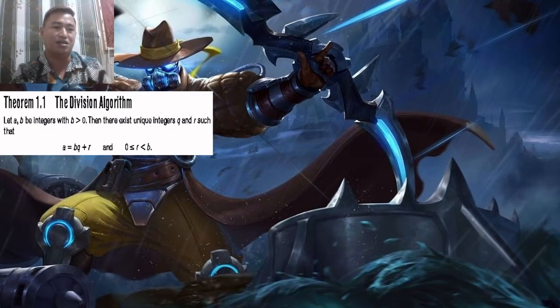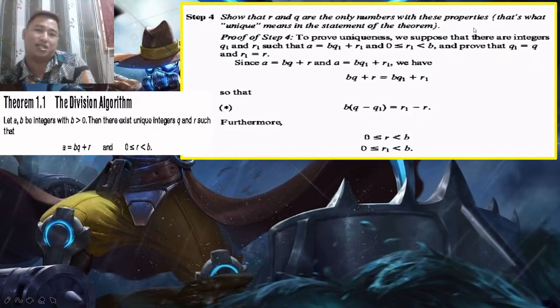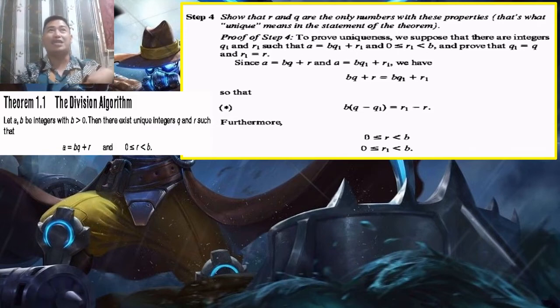Step 4. Show that r and q are the only numbers with these properties. What we show is that they are the only ones. That's what unique means in the statement of the theorem. So to prove the uniqueness, we suppose there is another q and another r. We will show that this new q equals the original q, and that the other r equals the original r.